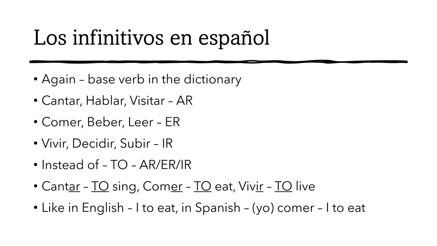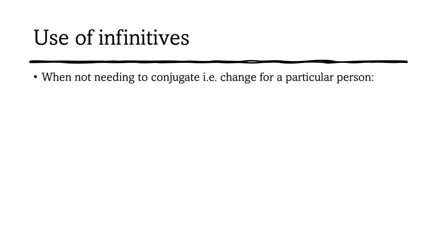In Spanish, you have to do slightly different things, which if you have a look at one of my other videos on the present tense, for example, you can find out. But for this video, we're just looking at how infinitives work. So how do we use infinitives? Well, we use them when we're not needing to conjugate, i.e. change for a particular person.